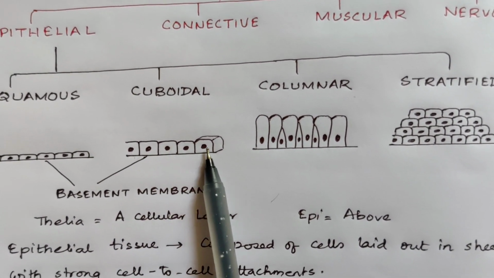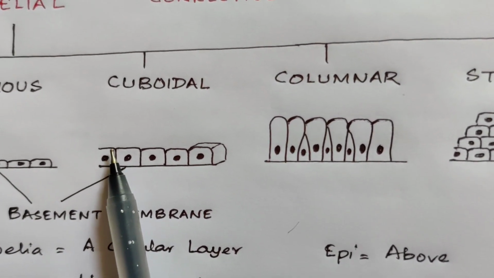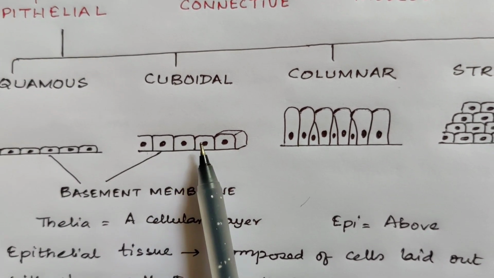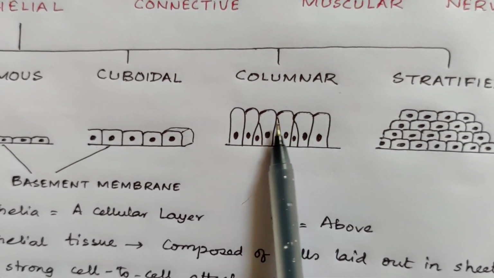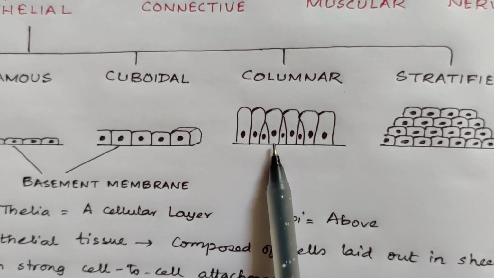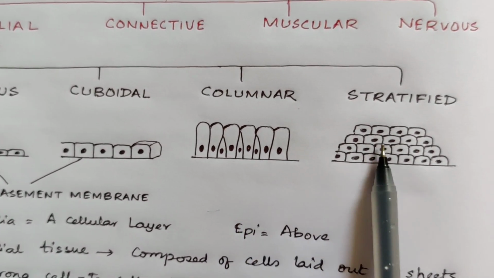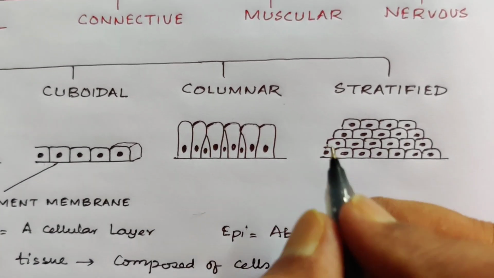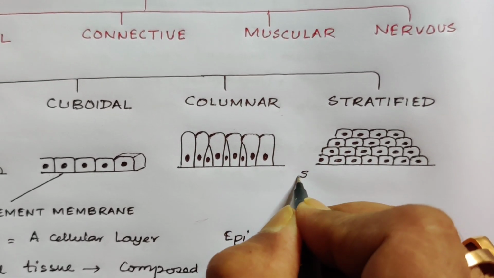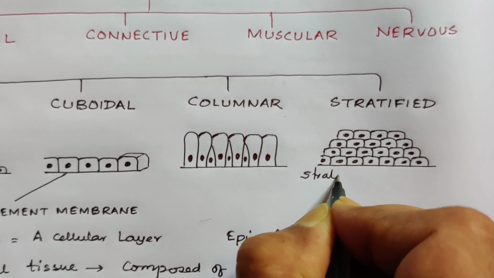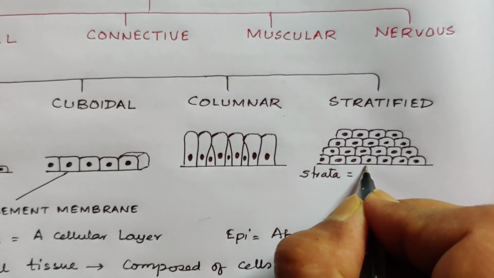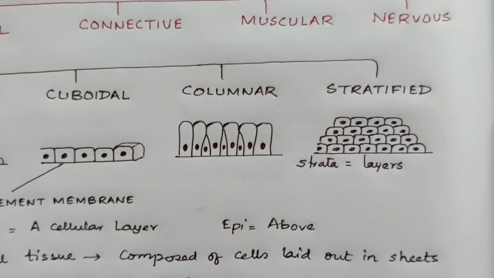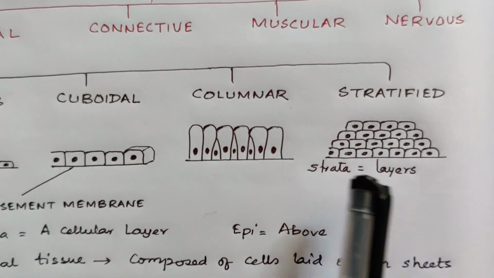Next comes cuboidal epithelium. The cuboidal epithelium cells are cube-like in appearance. Their length, breadth and height are almost equal. You can see over here. The third one is columnar epithelium, which has tall pillar-like cells. And the fourth is stratified epithelium. What is the meaning of strata? Strata means layers. They are multi-layered cells, so they are called strata or layers.